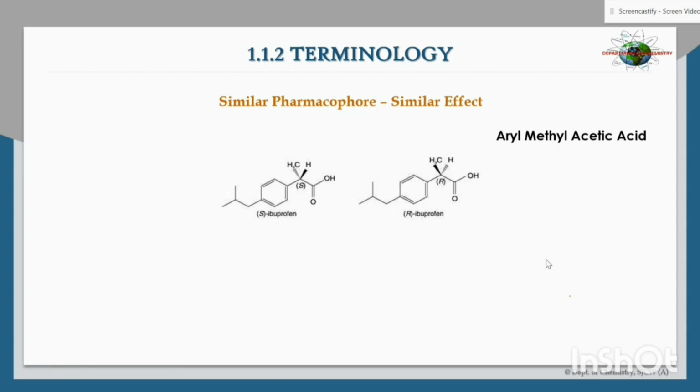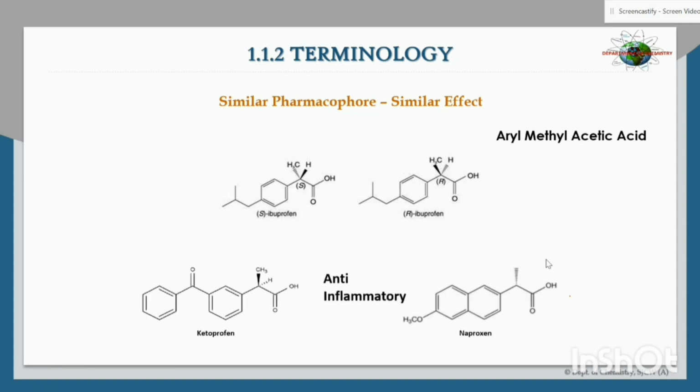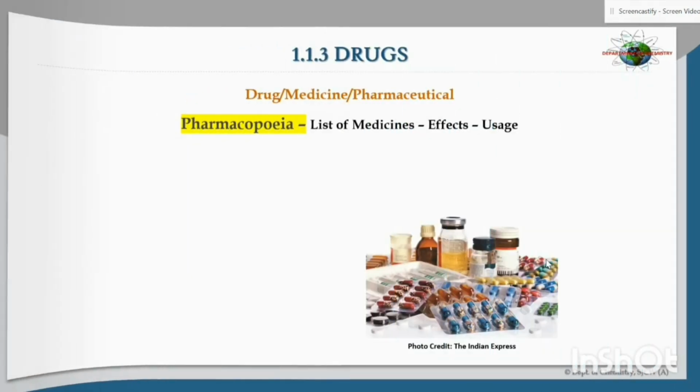Similar pharmacophores produce similar effects. As we all know, ibuprofen, ketoprofen, naproxen, all these are anti-inflammatory drugs. If we have a closer look at their molecular structure, we can see that aryl methyl acetic acid is the common pharmacophore in all these drugs. So, this pharmacophore generates the anti-inflammatory effect in the system. Similar pharmacophores produce similar effects.